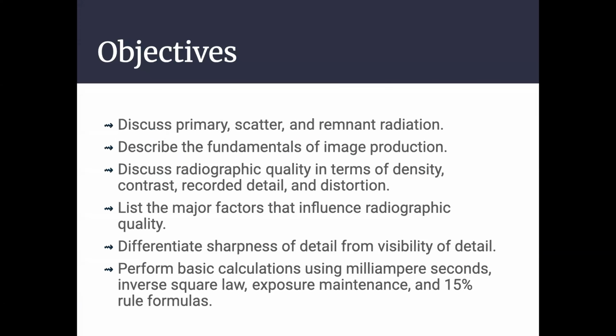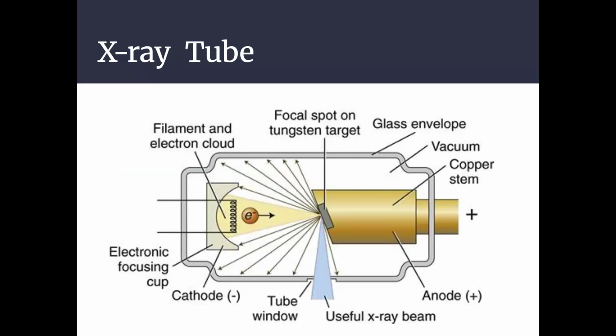Okay. So we're going to discuss primary, scatter, and remnant radiation; describe the fundamentals of image production; discuss radiographic quality in terms of density, contrast, recorded detail, and distortion; list the major factors that influence radiographic quality; differentiate sharpness of detail from visibility of detail; and perform basic calculations using milliampere-seconds, inverse square law, exposure maintenance, and the 15% rule formulas. And that's what we're going to talk about tonight, okay?